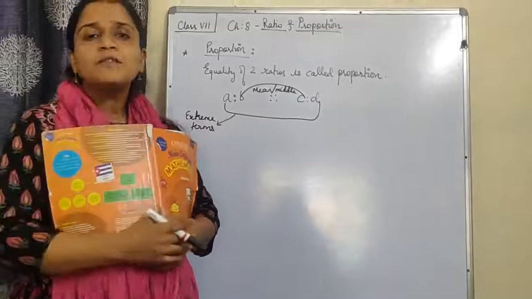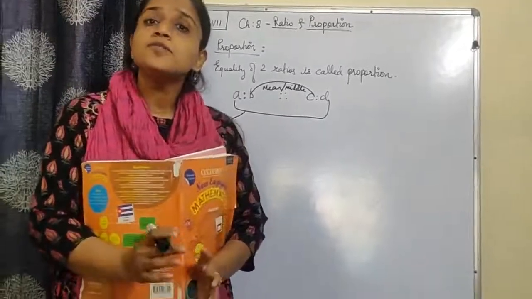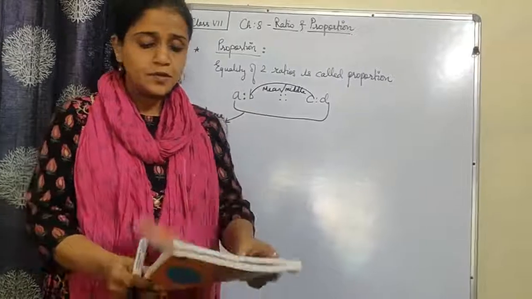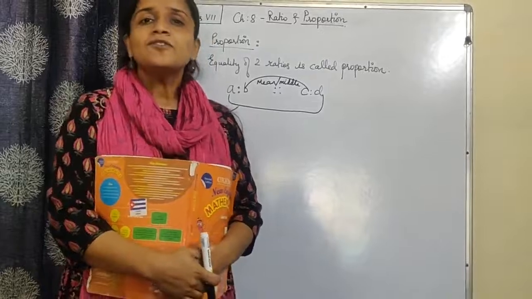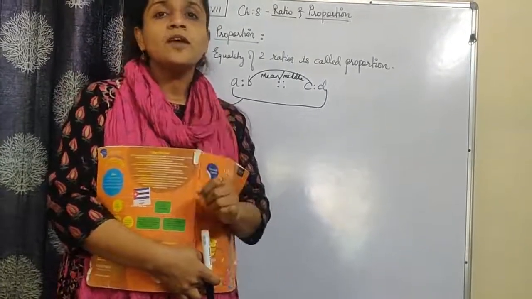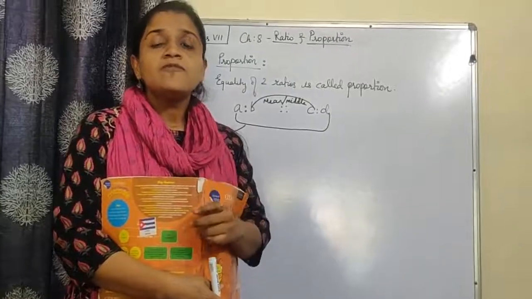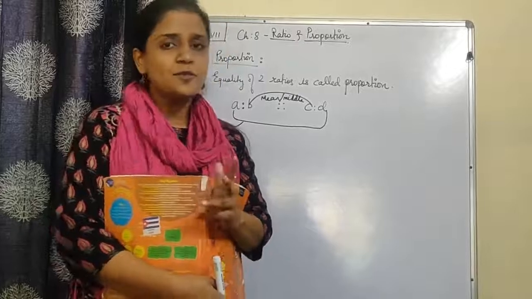Now, to begin with proportion, what is proportion? We have already learned what proportion is in our previous class, that is class 6. So now, what is proportion? When we have two ratios and they are equivalent, they can be expressed in the form of a proportion. Equality of two ratios is called a proportion.